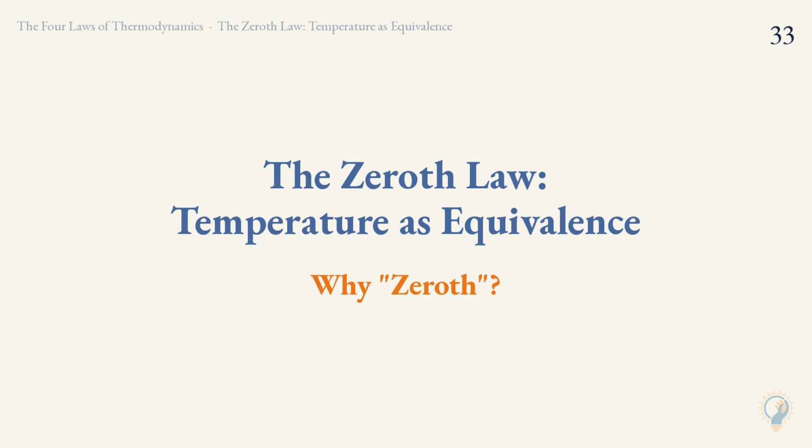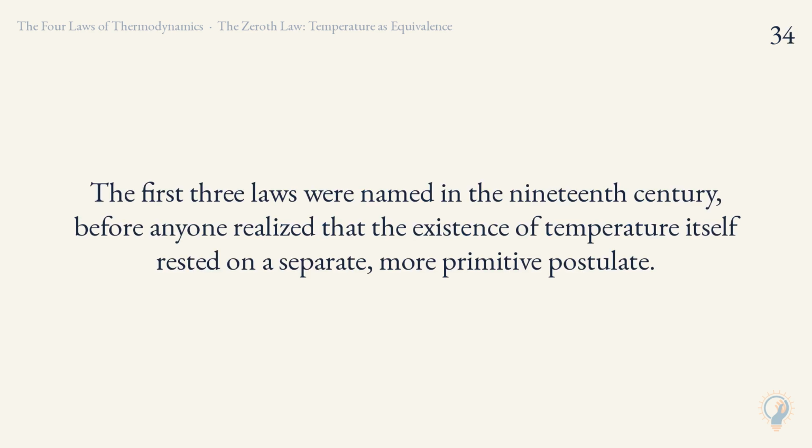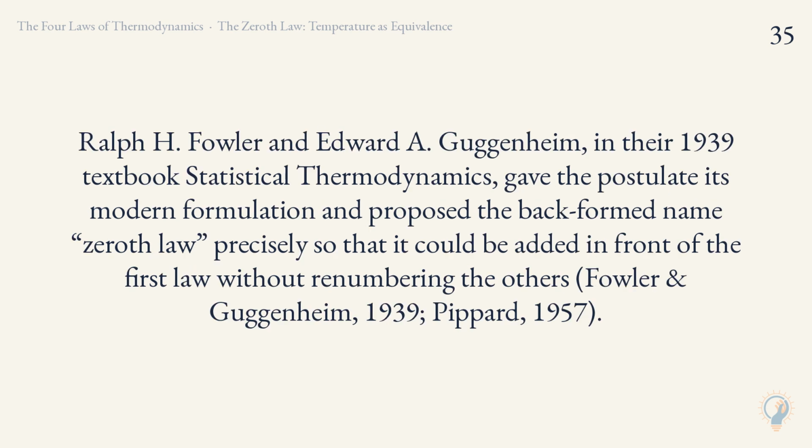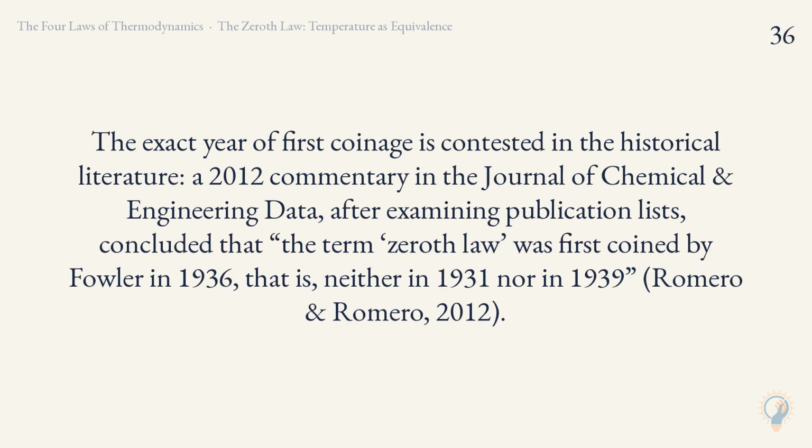Why Zeroth? The first 3 laws were named in the 19th century, before anyone realized that the existence of temperature itself rested on a separate, more primitive postulate. Ralph H. Fowler and Edward A. Guggenheim, in their 1939 textbook Statistical Thermodynamics, gave the postulate its modern formulation and proposed the backform name Zeroth Law, precisely so that it could be added in front of the first law without renumbering the others. The exact year of first coinage is contested in the historical literature.